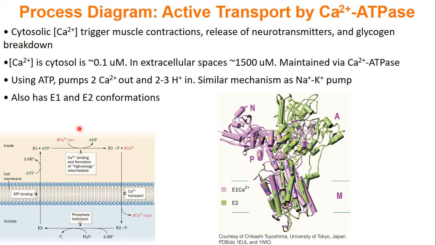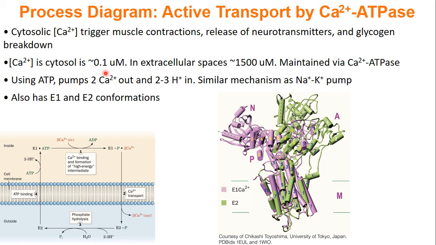Now, we have another pump that's very similar. That's the calcium ATPase. If you remember way back when we talked about muscle contractions, we said that on actin, your thin filament, you have troponin and tropomyosin. This blocks your myosin head groups from binding your thin filament, and the only way to release troponin and tropomyosin is calcium. Well, here is the protein that will pump calcium. Cytosolic calcium will trigger your muscle contractions, and will also release neurotransmitters and trigger glycogen breakdown.